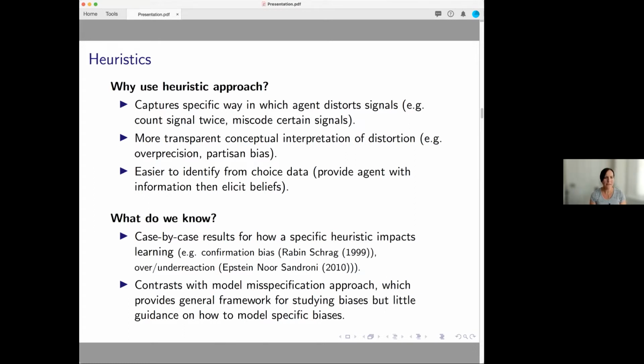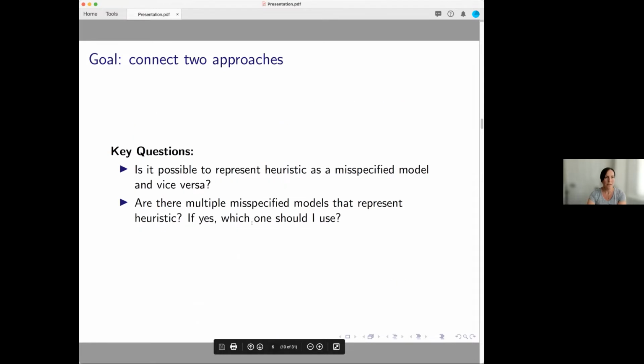And so this contrasts with the model misspecification approach, which provides a general framework and a general set of results. So we don't need to, for each new misspecified model, figure out the new asymptotic implications. We have a general framework, but it also gives us little guidance on how to model specific biases. And therefore, that's where the heuristic approach can come in useful. So the goal of this paper is to connect the two approaches.